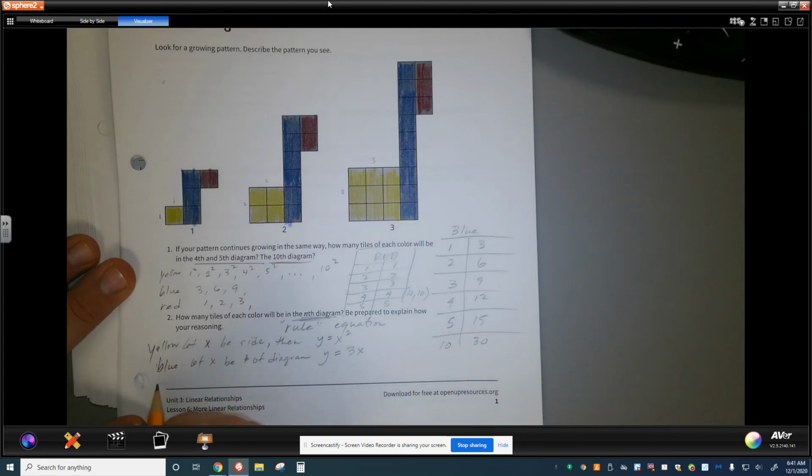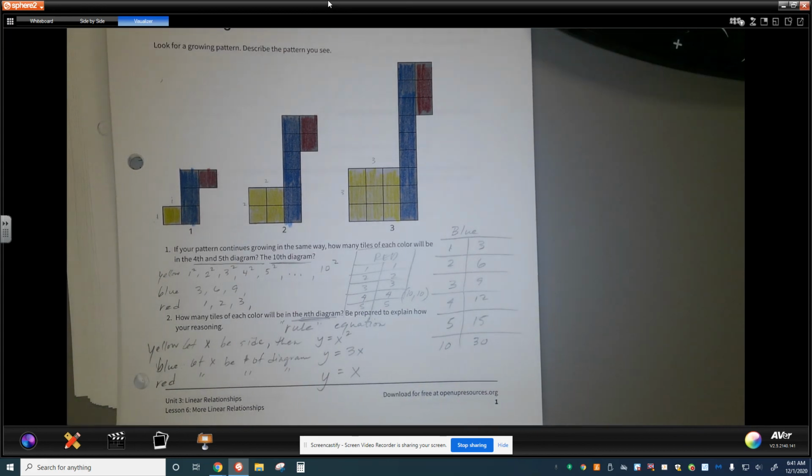When we look at the red, we could say the same things here, x be the number of the diagram. And then this one, when we talk about the output, well, we see that the output y is equal to the input x every single time. So 3 possible rules, 3 possible outcomes. Give those a rule.